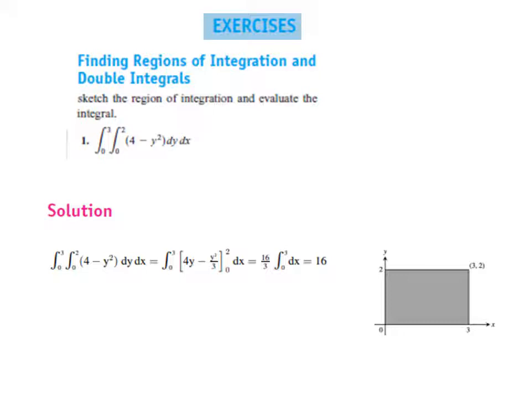Let us integrate with respect to y first, then with respect to x. So integration of 4 with respect to y is 4y, minus y square integration is y cube by 3. Let us apply the limits of integration 0 to 2. So we'll get 16 by 3. Now let us move to the integration of 1 with respect to x. So that is x. Then apply the upper limit 3 and lower limit 0. We have the solution 16.